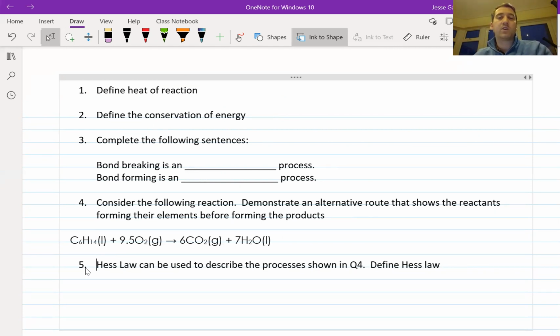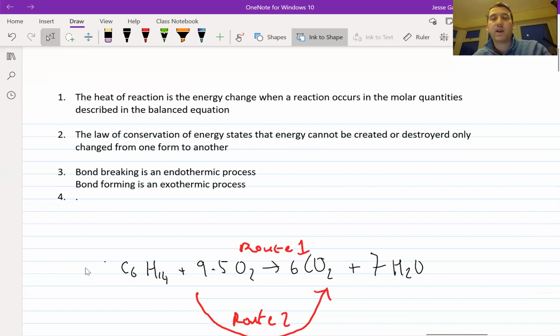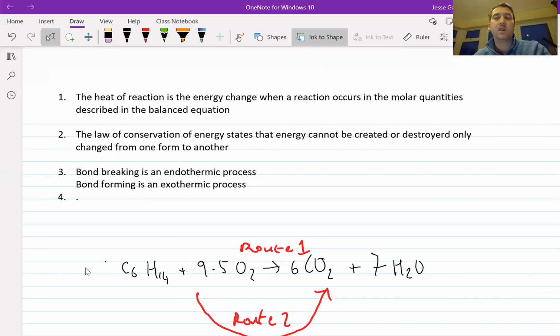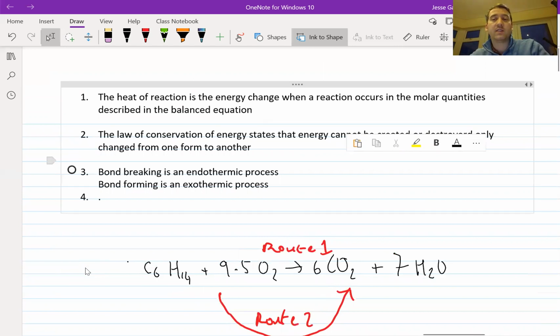Okay, so the first question is the heat of reaction. This is just a straightforward definition. The heat change of a reaction is the energy change when a reaction occurs in the molar quantities described in the balanced equation. So once you have your equation written down and balanced, whatever the molar ratio is, when the reaction happens in that molar ratio, whatever the heat change is during the reaction, that is the heat of reaction.